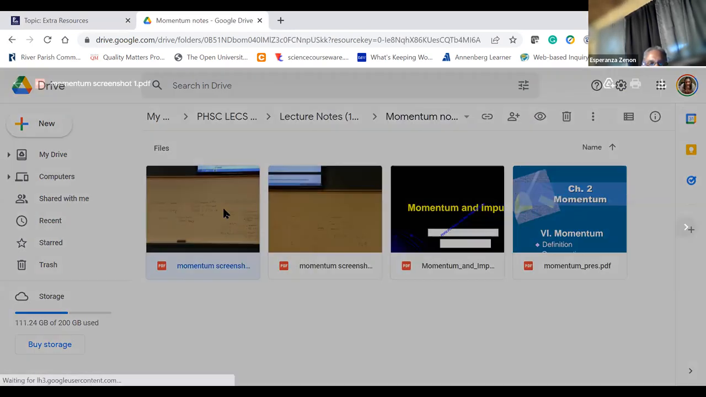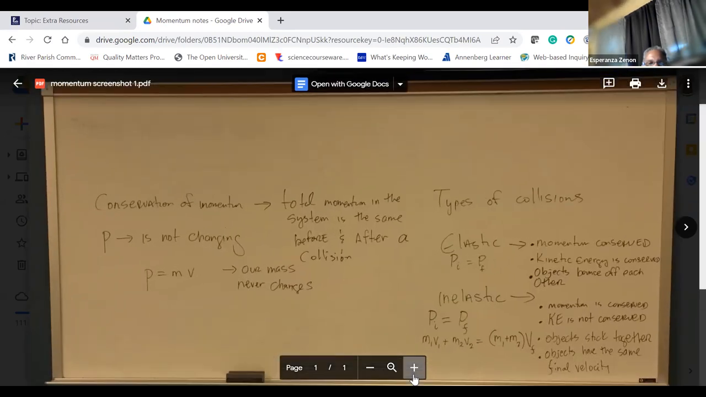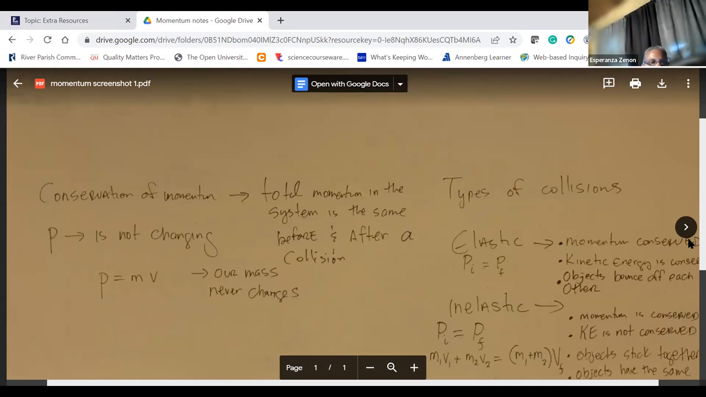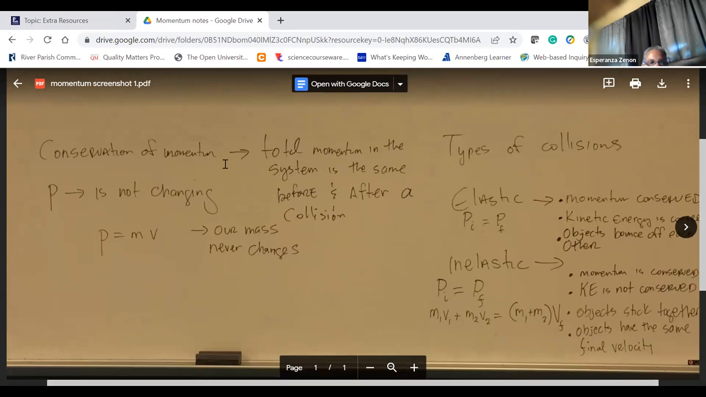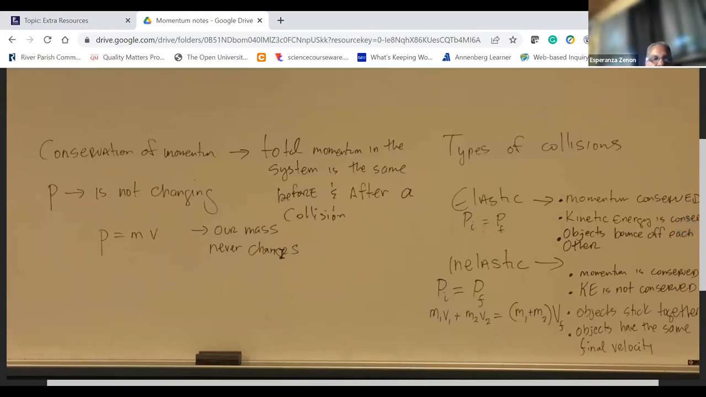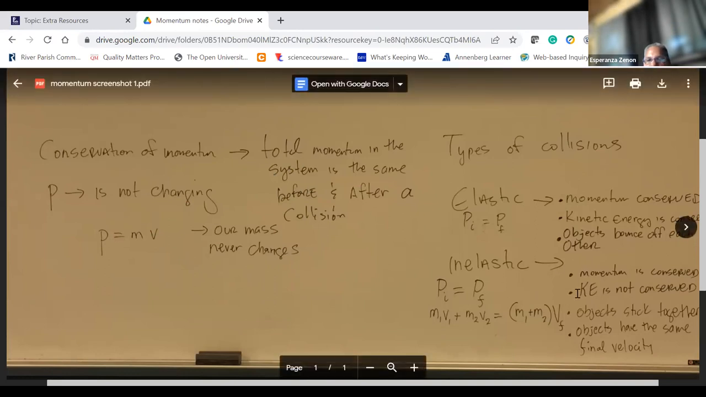And this is a screenshot that I took of some notes I wrote on the board, just a kind of summary slide, okay? So this is dealing with momentum and momentum conservation, right? To get momentum, you take mass times velocity. And we only deal with systems where our mass never changes. So the mass of an object before is going to be the same as the mass of the object afterwards. We don't look at systems where we are losing or gaining mass, okay? And so momentum conservation says that the total momentum in our system is the same before and after a collision. And I define for you the different types of collisions, just the way I just did.